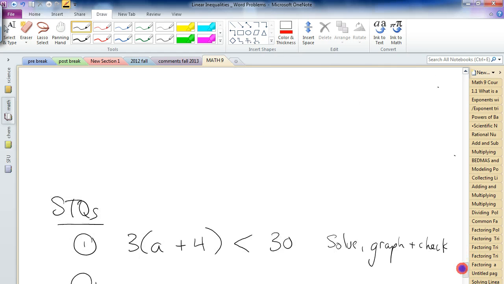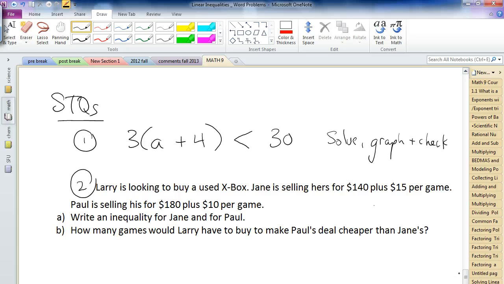Anyways, here's your skill testing questions. So solve, check, and graph this. And then here is a video game selling, buying question.